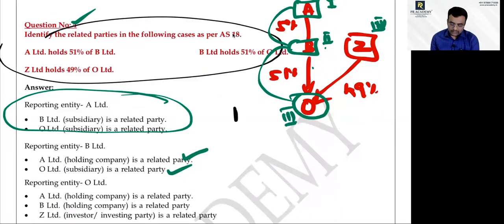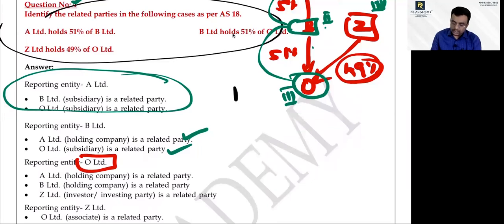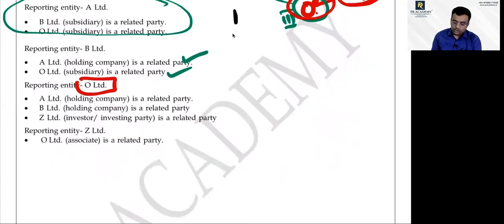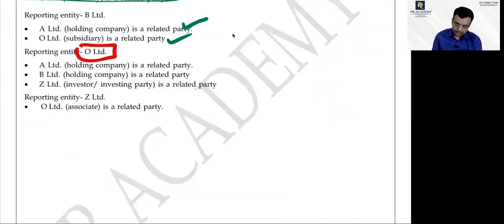What about Z? He is also related because significant influence is there, no? Yes, sir. So from O's point, A is related, B is related, Z also is related. Sure? Yes, sir. Now, from Z Limited's point of view, who is related? O Limited alone. O alone is related. Hopefully you understood. This question was tested in the examination for 5 marks sometime.